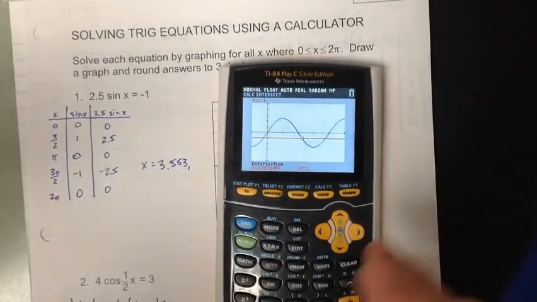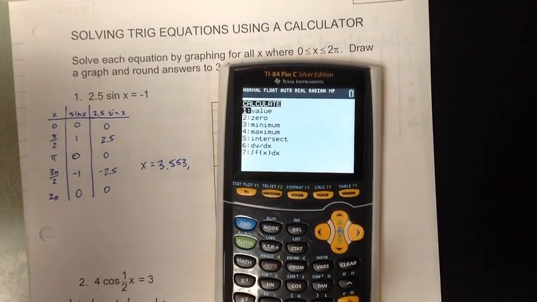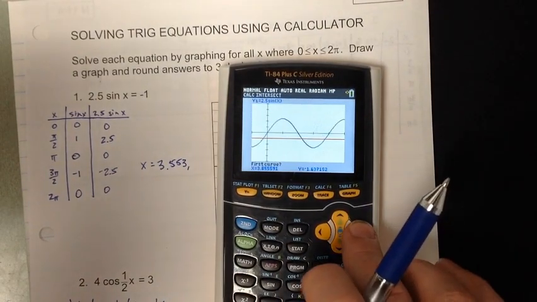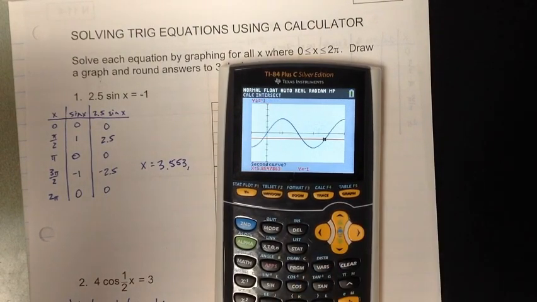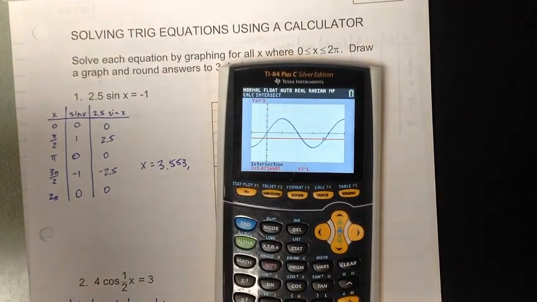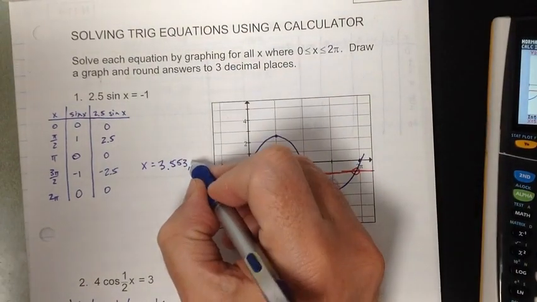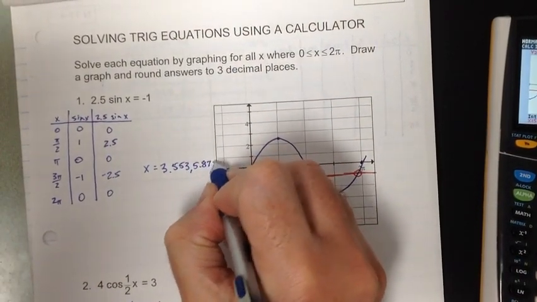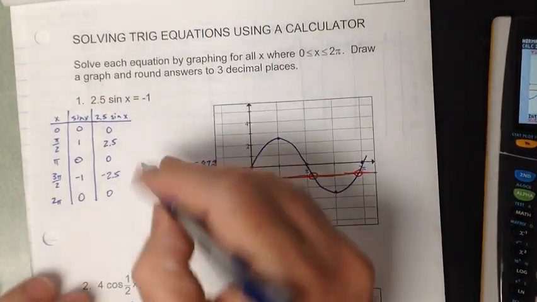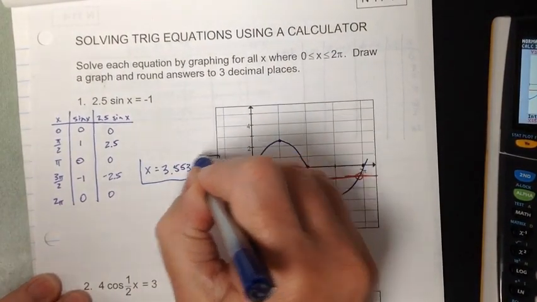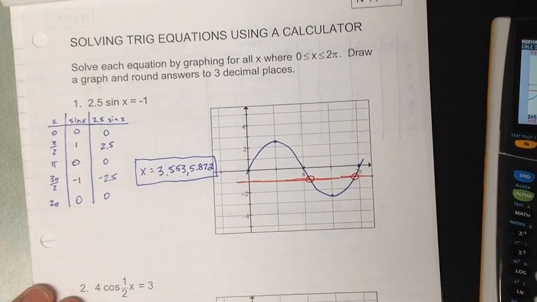All right, now I'm going to move over and find the second one. Second trace, number 5 again. And I'm going to move close to the second point of intersection over in here. I'm going to press enter 3 times. And this time I get 5.872. And so there's my answers for number 1. Okay?